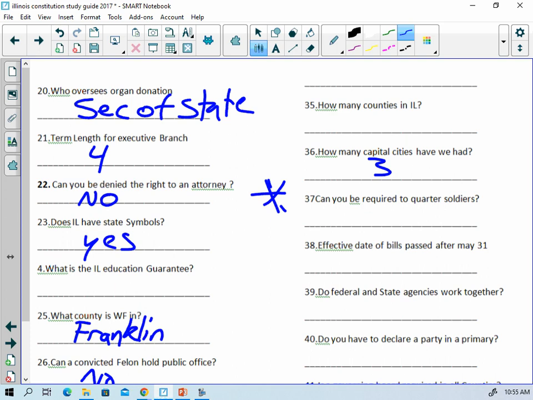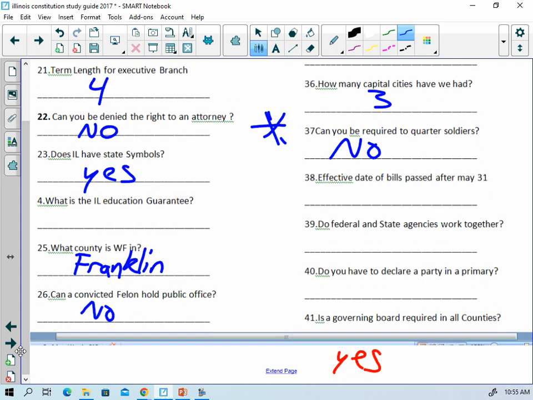Can you be required to quarter soldiers? No. They can't force you to do it. We'll do 38 and 39 later. 40 is, do you have to declare a party in a primary? Yes, you do. You have to say, I want a Democrat ballot or I want a Republican ballot. 41's accidentally already answered for you, even though it's in Articles 7 through 14 stuff that we'll cover after your quiz. Yes, ma'am?